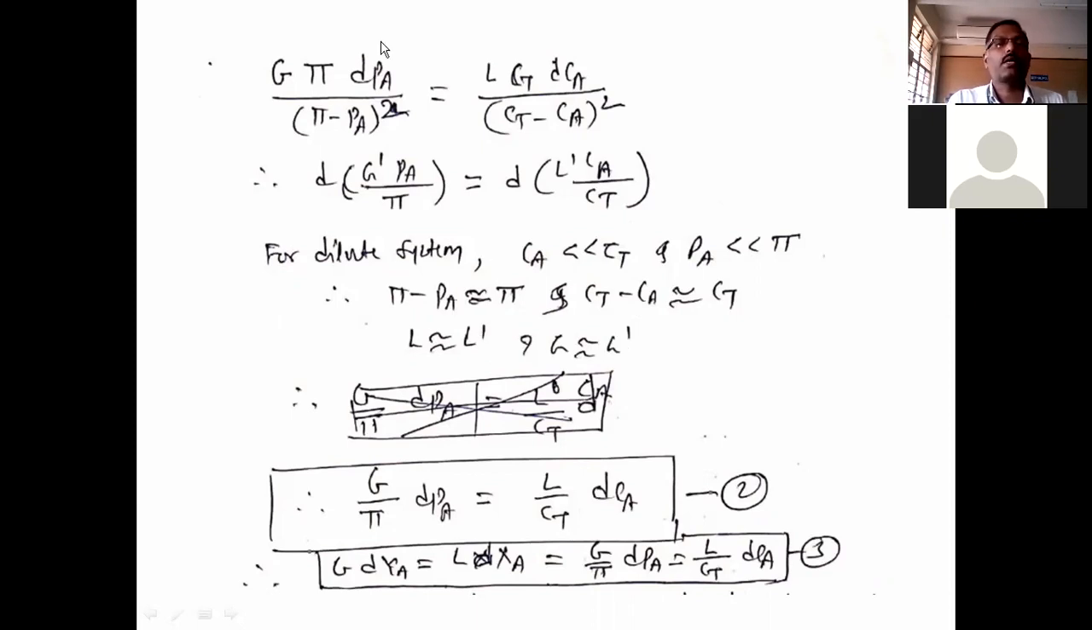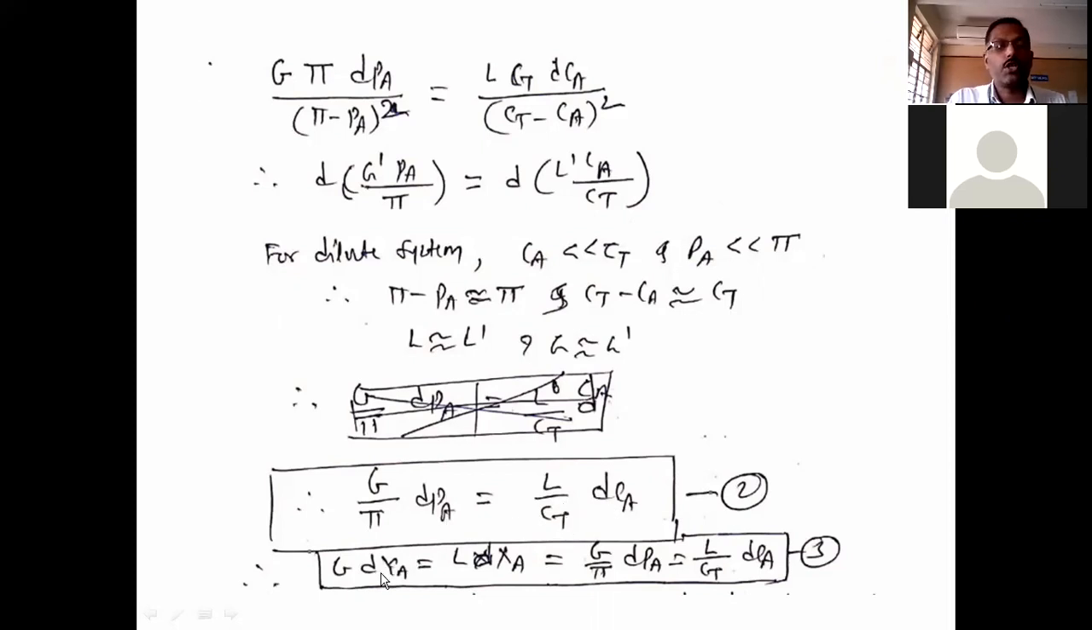So we can write G upon pi, where pi is the total, into dPa, which is equal to L upon Ct into dCa. Ct is the total concentration, which is constant. So in terms of partial pressure and concentration, we get this balance equation, equation 2. Remember this equation: G upon pi into dPa is equal to L upon Ct into dCa.